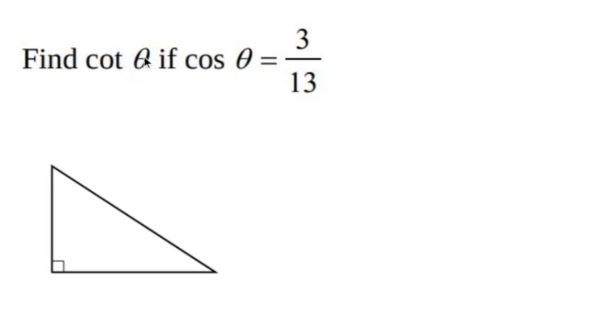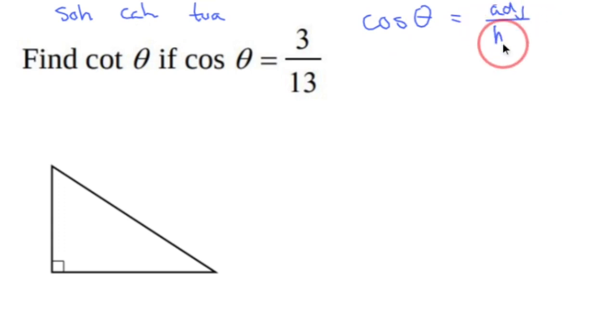Find cotangent of theta if cos theta equals 3 over 13. All right, so we've got ourselves some right triangle trigonometry going on here. And I know, according to SOH CAH TOA, that the cosine of an angle is going to be its adjacent side over its hypotenuse.